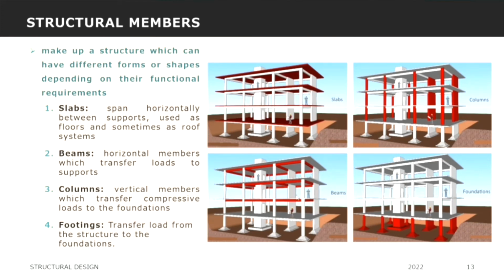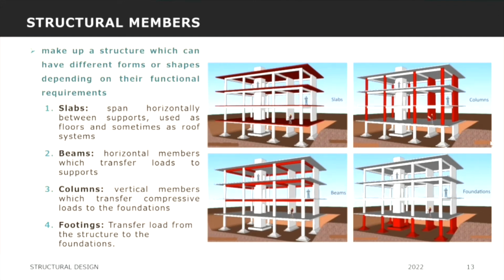So, next ay yung beams. They are the horizontal members which transfer loads to supports. The beams may be supported by other beams or may be supported by columns, forming an integral part of the frame. The next is columns. They are vertical members which transfer compressive loads to the foundations.